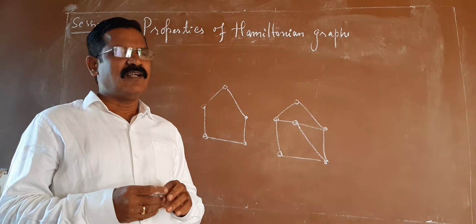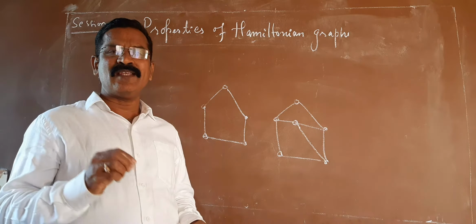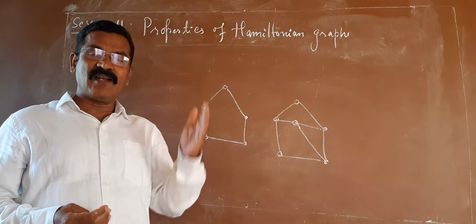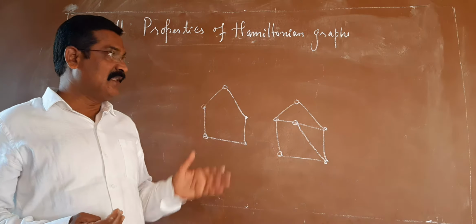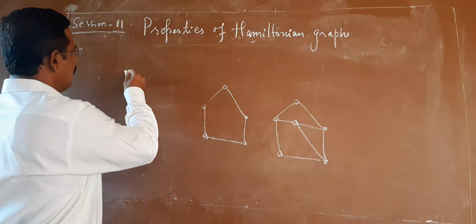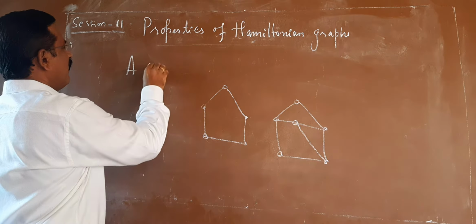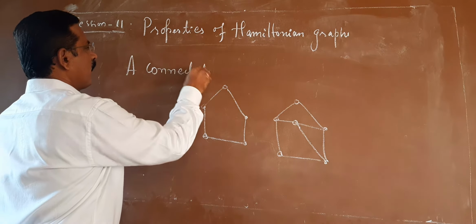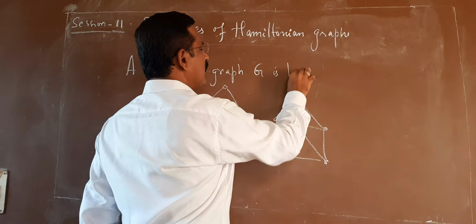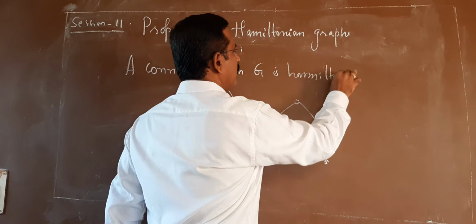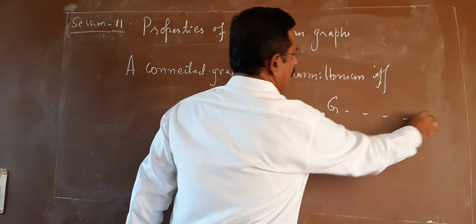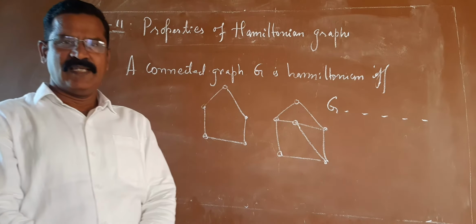The thing is that till today there is no general characterization for Hamiltonian graph. So we have got a general characterization for Eulerian graph, but there is no general characterization for Hamiltonian graph. It implies, if I say a connected graph G is Hamiltonian if and only if some conditions on G, is there any such result?